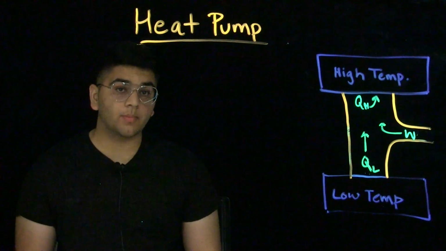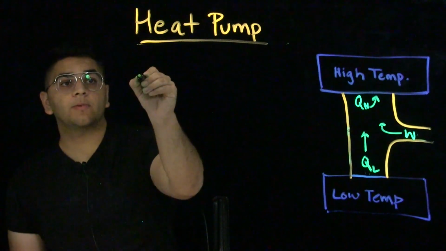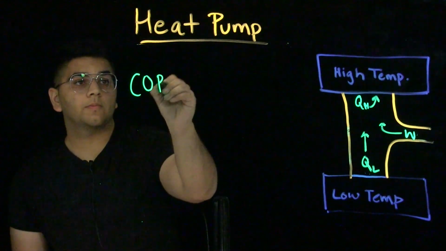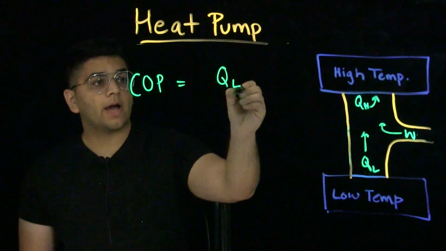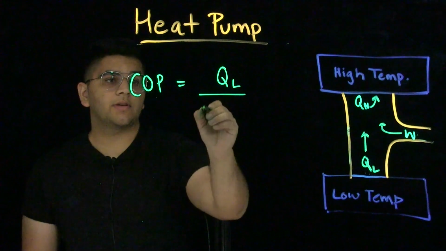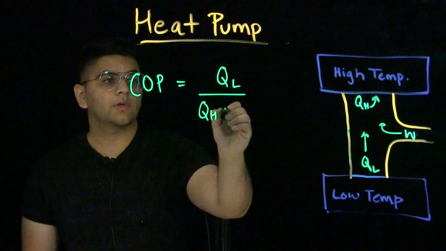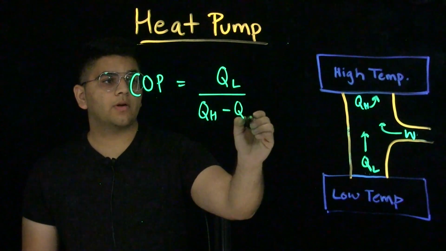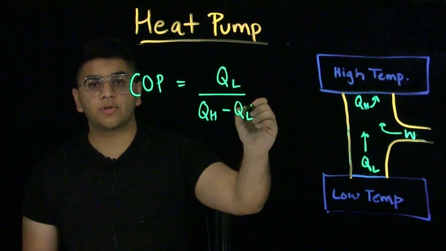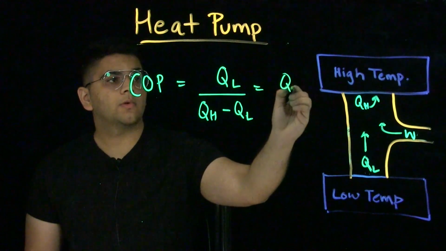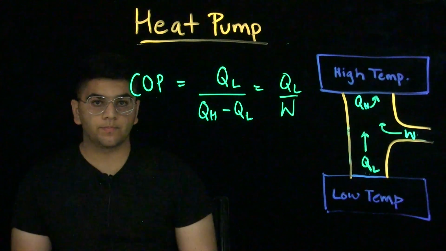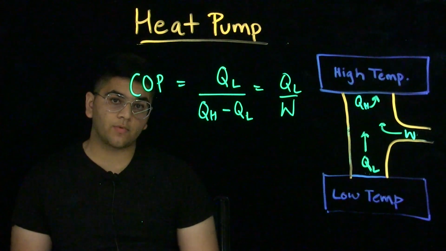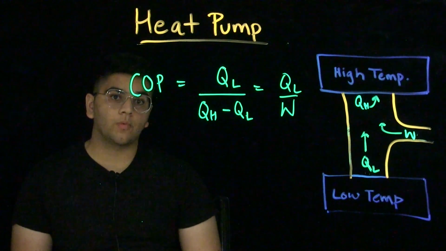To see how well a heat pump performs, we use the coefficient of performance, which is the heat flowing out of the low temperature environment over the difference of the heat flowing into the high temperature environment and the low temperature environment, or QL over the work we do on the system. Typically, the coefficient of performance should be above 1 for it to be a heat pump.